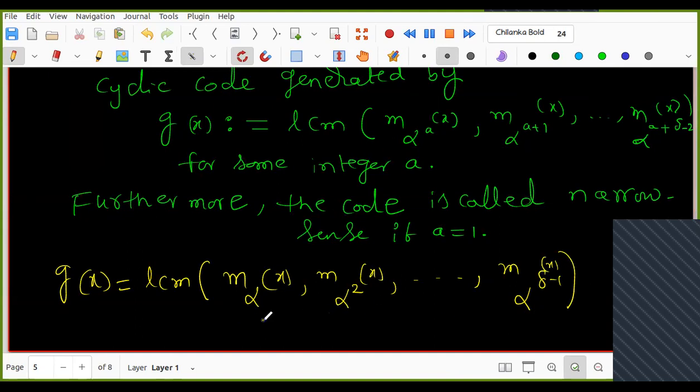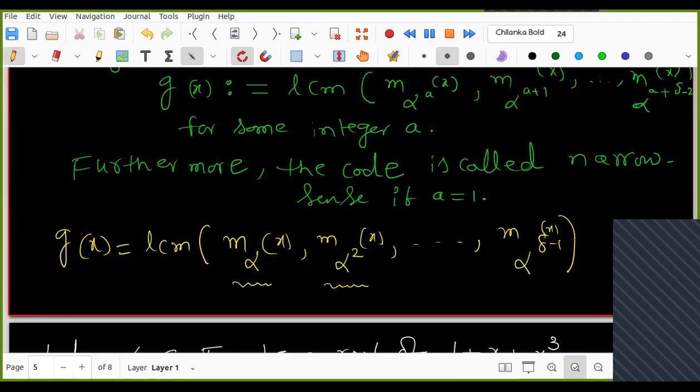But you know that, for example, if I work in binary, what about these two minimal polynomials? Do you know something? They are co-prime. Be careful.